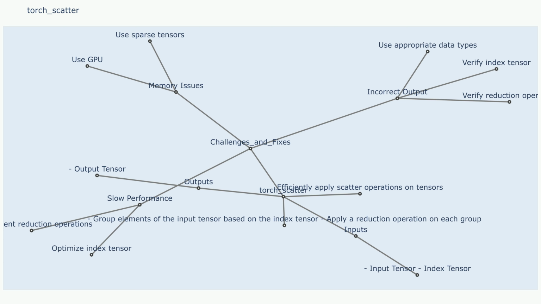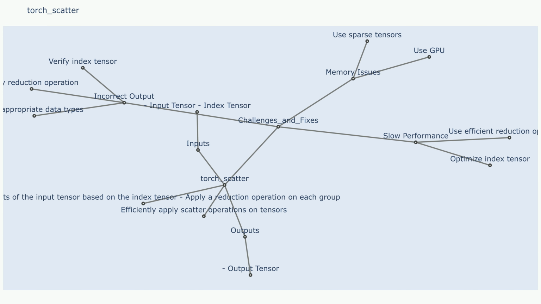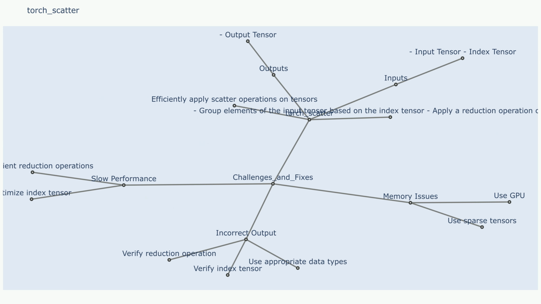Torch scatter. Description: torch scatter is a PyTorch library function that allows you to perform efficient scatter operations on tensors. Scatter operations are used to distribute or accumulate values from one tensor into another tensor based on indices.